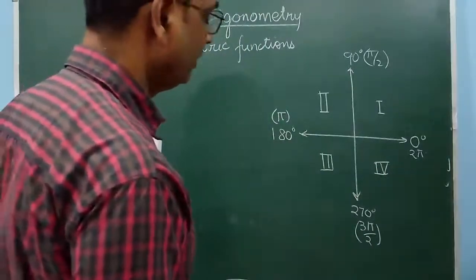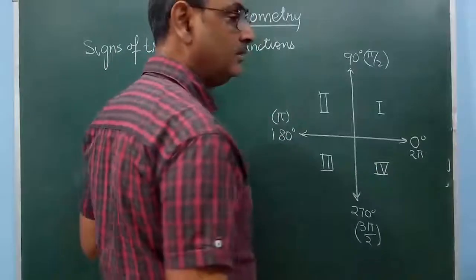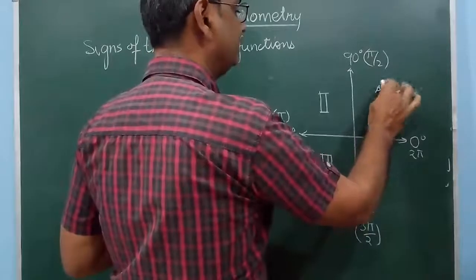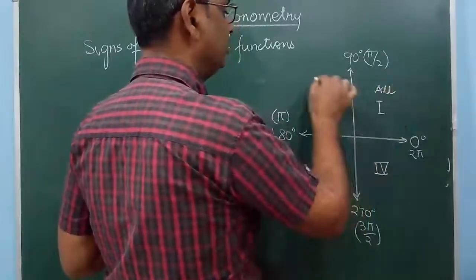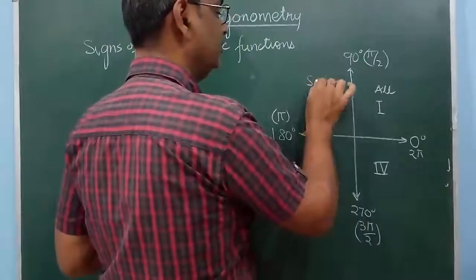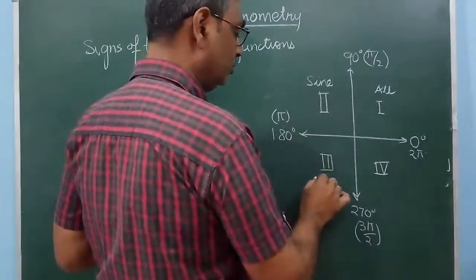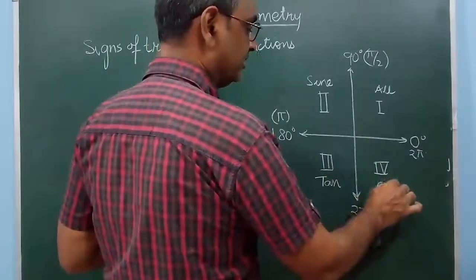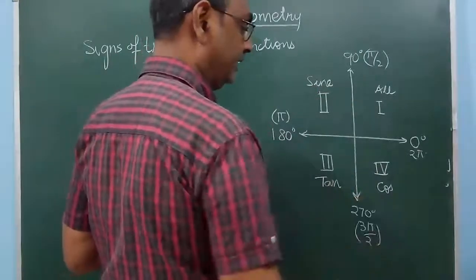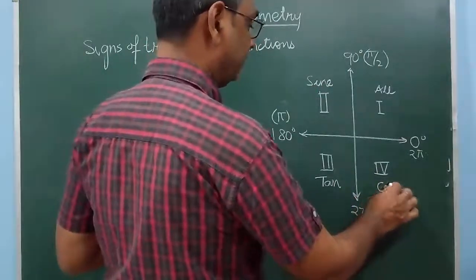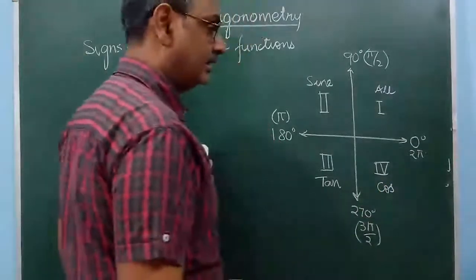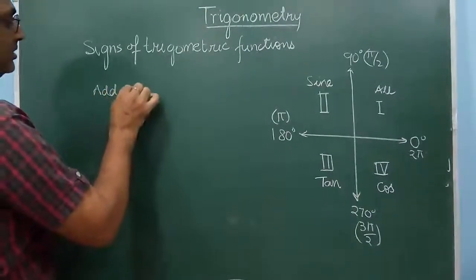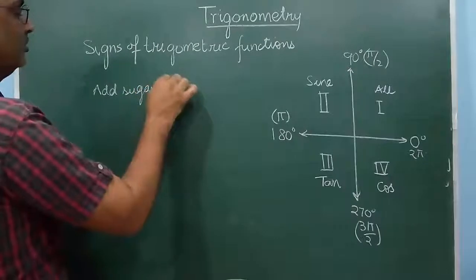Now, how to learn the quadrants? We write "Add Sugar to Coffee." Sugar means sine, 2, tan, and here cos. Add sugar to coffee. Correct? So you can learn it. Add sugar to coffee.